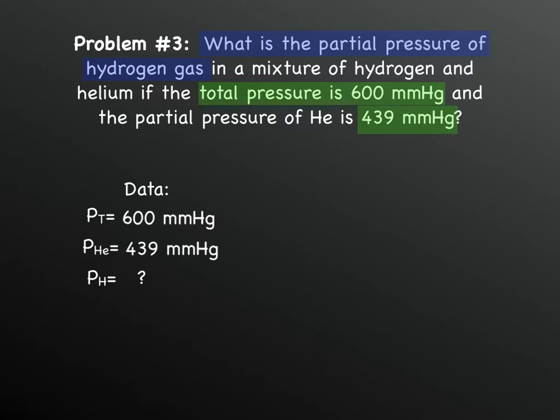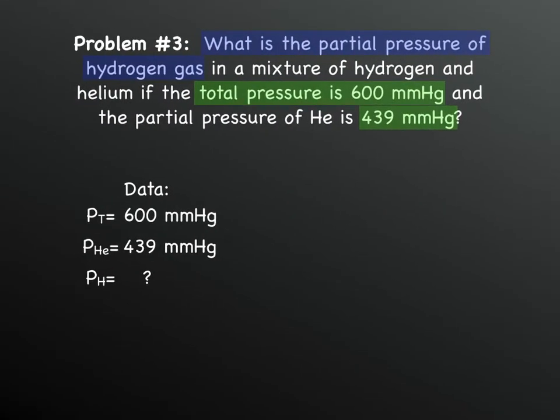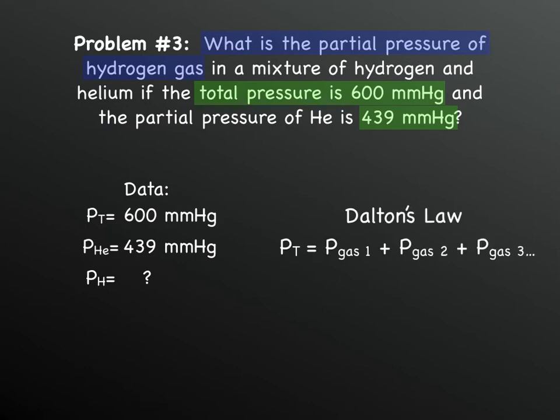Now we have P total is equal to P helium plus P of hydrogen. So this is going to be like P1, P2. So go to our equation menu, find an equation that has PT in it. Perfect. Dalton's law. Go ahead and bring Dalton's law of partial pressure over. In this type of problem, you'll always have partial pressure somewhere in the question.